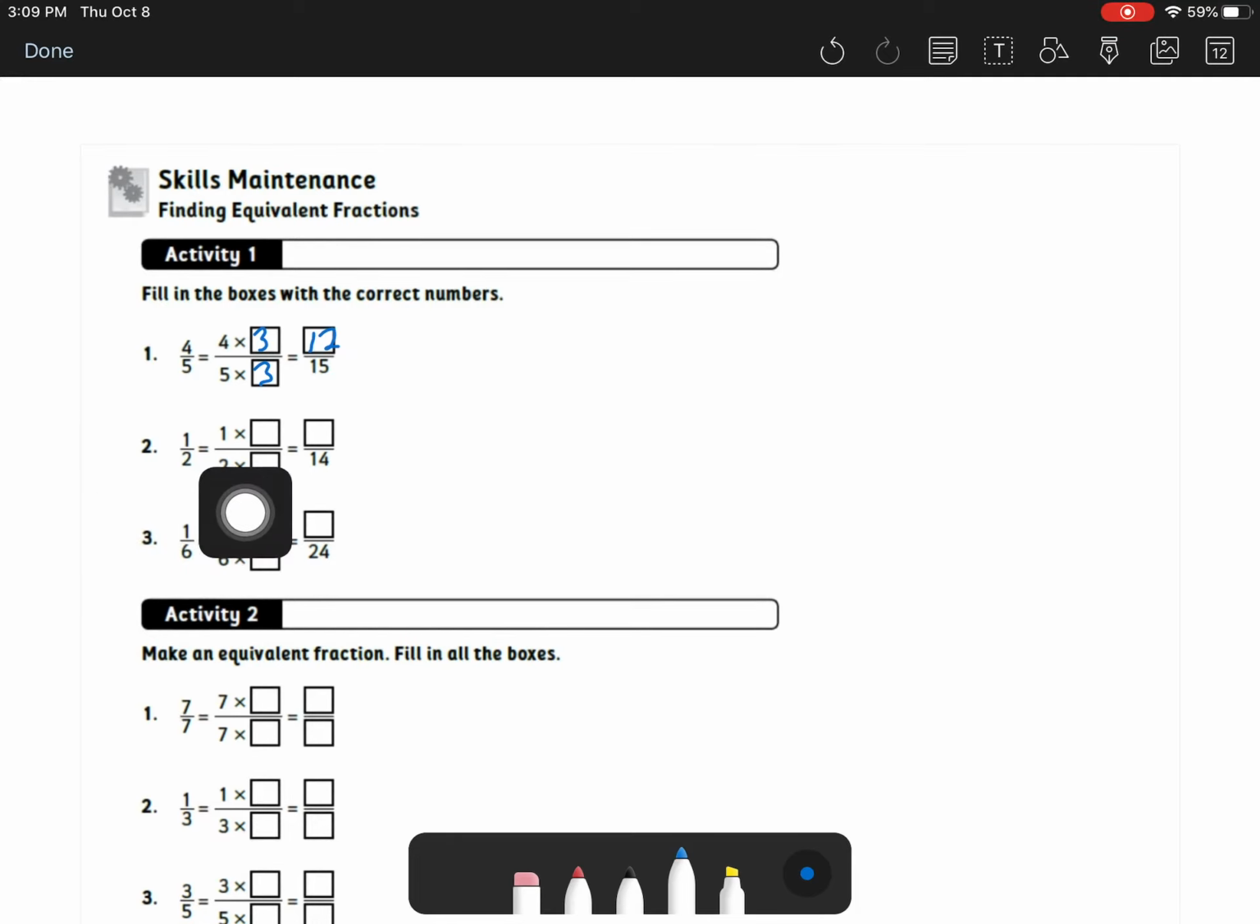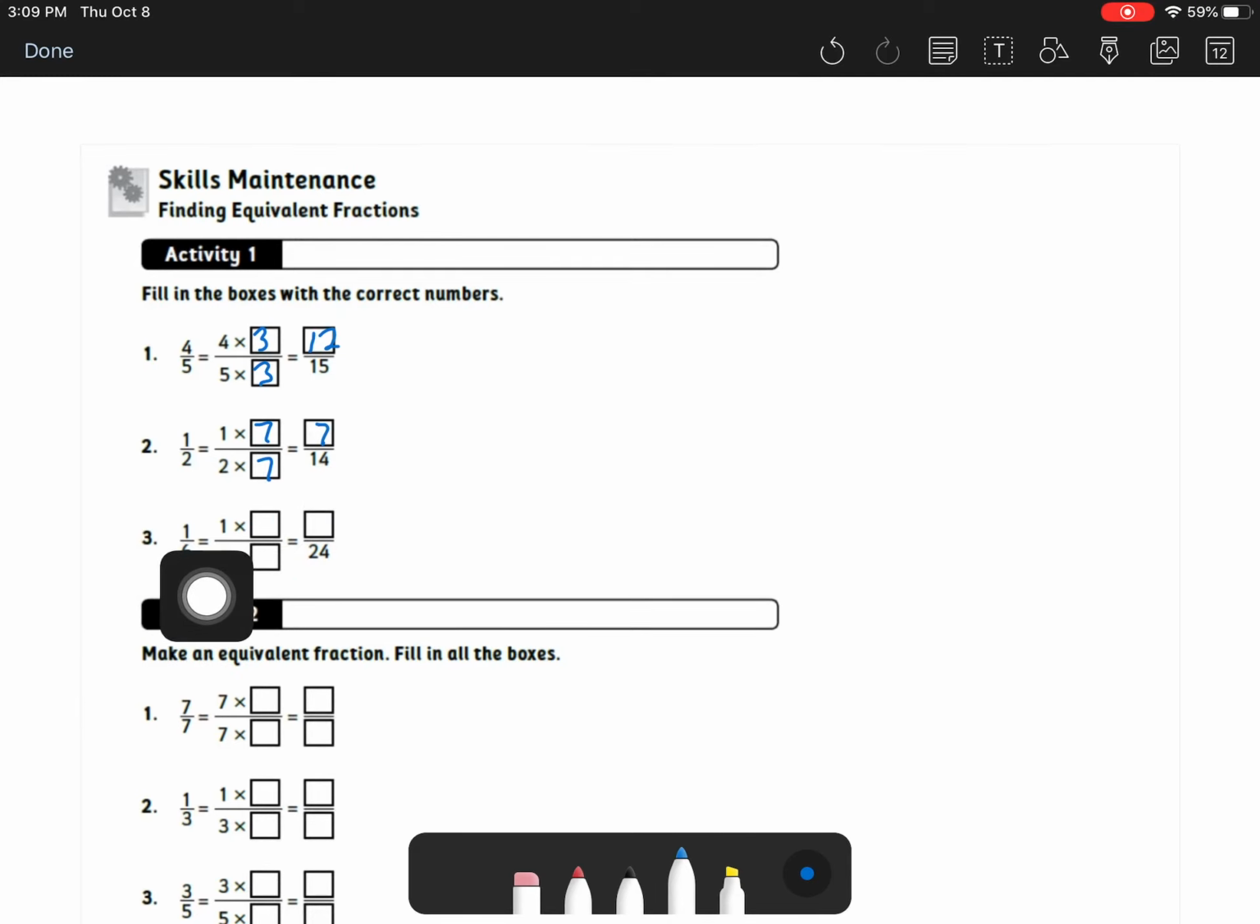Okay, and continuing on, we have 1/2, we want to change it to something with a 14. So we have to ask ourselves, 2 times what is 14? That answer is 7. So again, 7 on the top and on the bottom. On the top, 1 times 7 would be 7. 1/2 and 7/14 are equal.